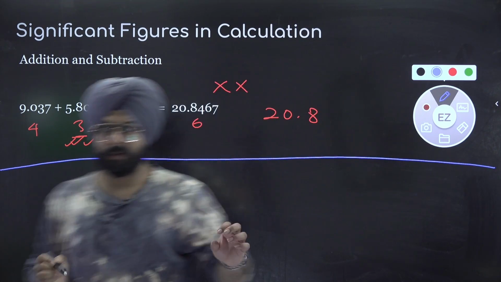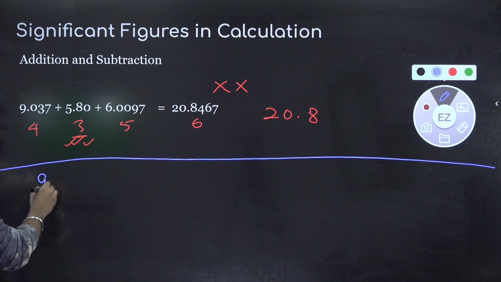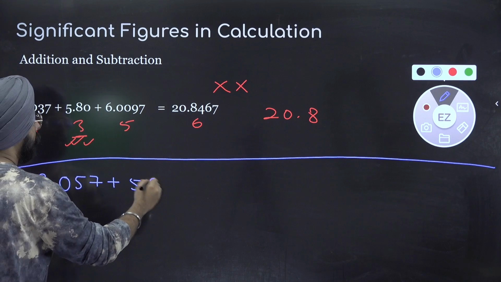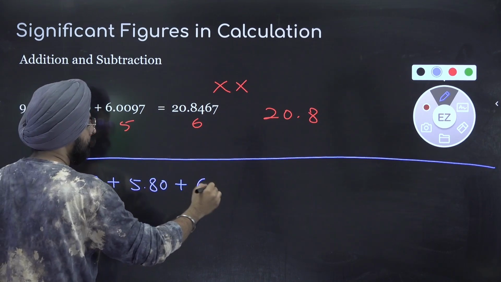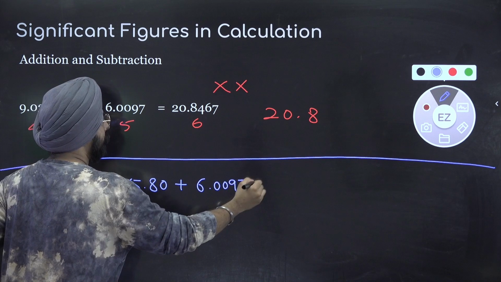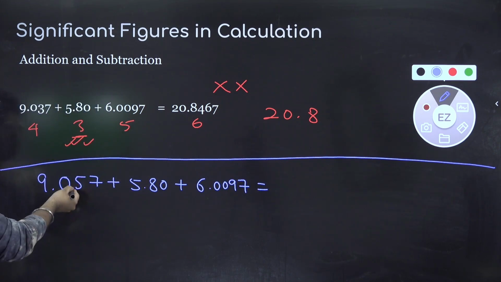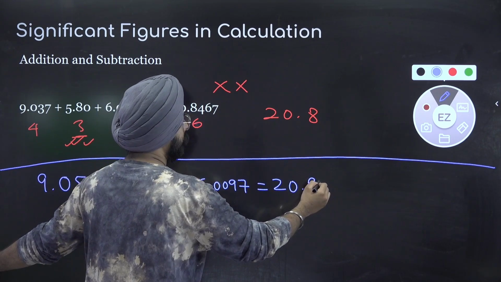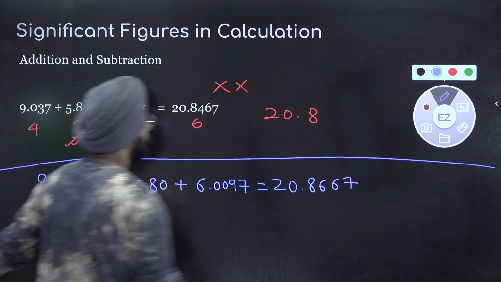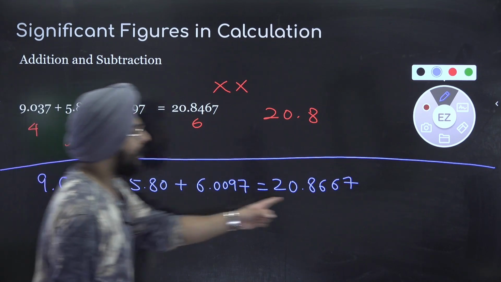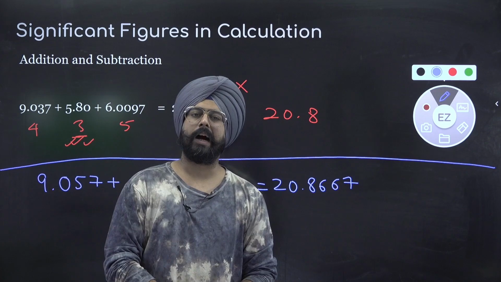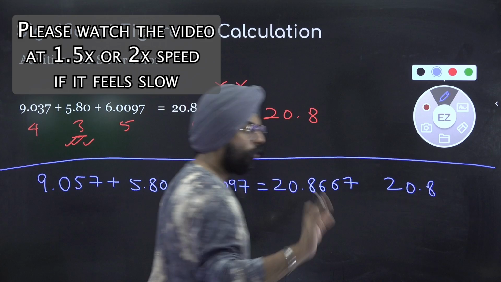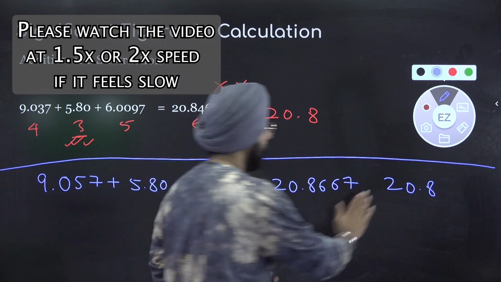Now in a similar example, slightly changing the numbers. Let's say you have 9.057 plus 5.80 plus 6.0097. What will be the answer? Basically, I've just increased it by 2 over here. So the answer will be 20.8667. Yes. Now how do I round it off? Can I write the answer as 20.8 over here? No, the answer now cannot be written as 20.8.